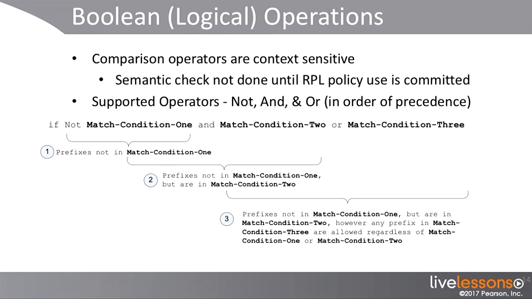It says that the prefix is not in match condition 1, but is in match condition 2. However, any prefix in match condition 3 is allowed regardless of match condition 1 or 2. That means whether the prefix matches or does not match 1 or 2, you can still have a match in match condition 3. This makes it easier to understand the whole match operation for a prefix within the route policy. These Boolean operations give you the flexibility to create compound operations using the Boolean operators.